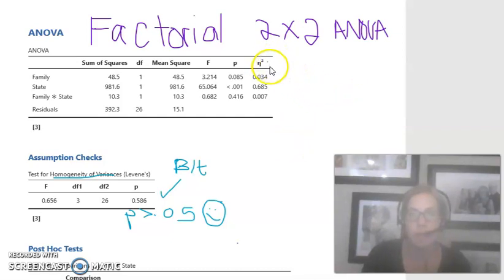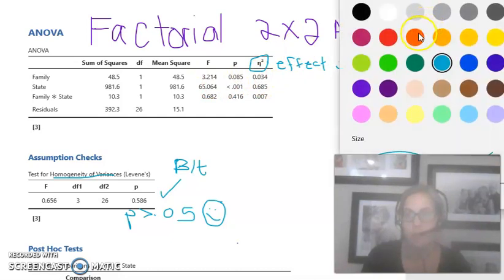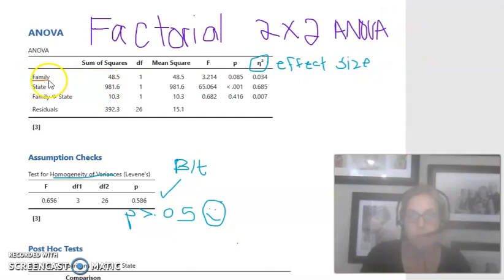So I am getting a report of eta squared. Remember, eta squared is your effect size. So I'm going to note that for us. And we also are given our three Fs. So our three Fs are an F for main effect, so I'm going to start color coding for you. An F for a main effect of family. I see that there's no effect of family.